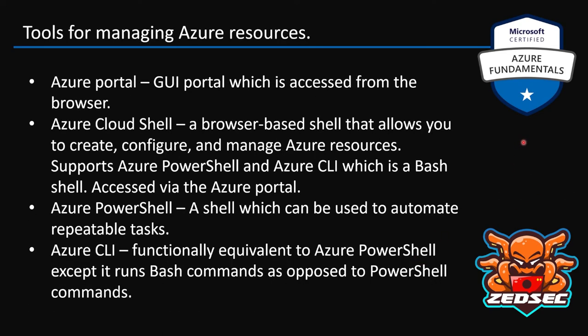So you've got the Azure Portal, which is a GUI portal accessed from the browser. Azure Cloud Shell, a browser-based shell that allows you to create, configure, and manage Azure resources. It supports Azure PowerShell and Azure CLI, which is a bash shell, and it's accessed via the Azure Portal. You've got Azure PowerShell, which is a shell which can be used to automate repeatable tasks, and Azure CLI, which is functionally equivalent to Azure PowerShell, except it runs bash commands as opposed to PowerShell commands.